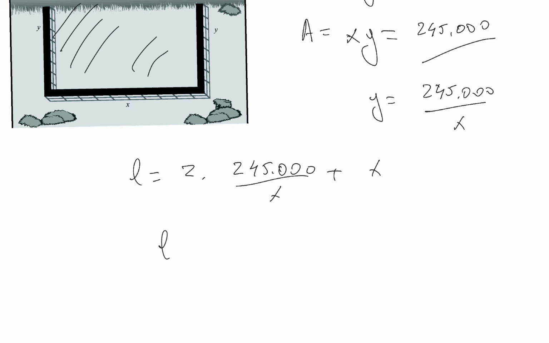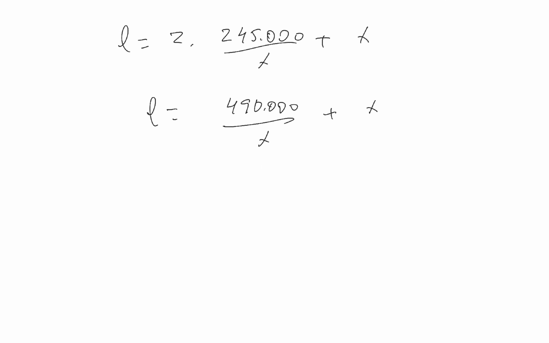So the length L is 490,000 divided by x plus x. And I want to minimize this function. I want to find for which x the value of the function is the minimum.